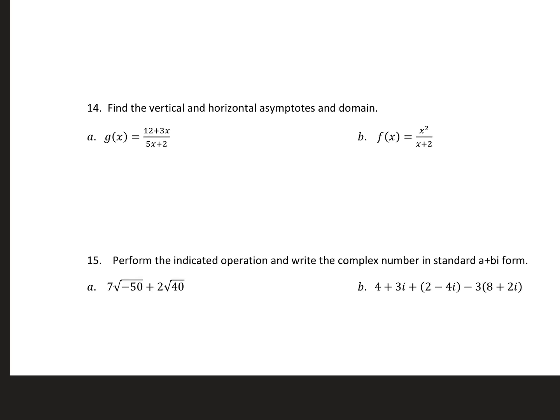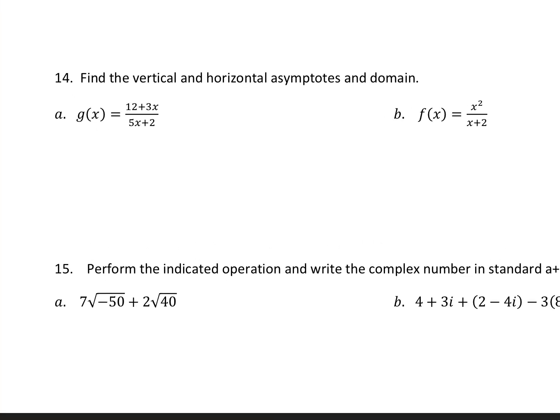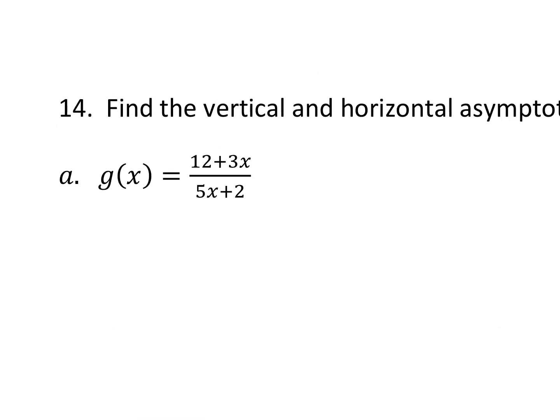All right, so let's look at 14. We've defined the vertical and horizontal asymptotes and the domain. How do I find a vertical asymptote? We set the denominator equal to 0. So for vertical, set the denominator equal to 0. And then we solve for x.